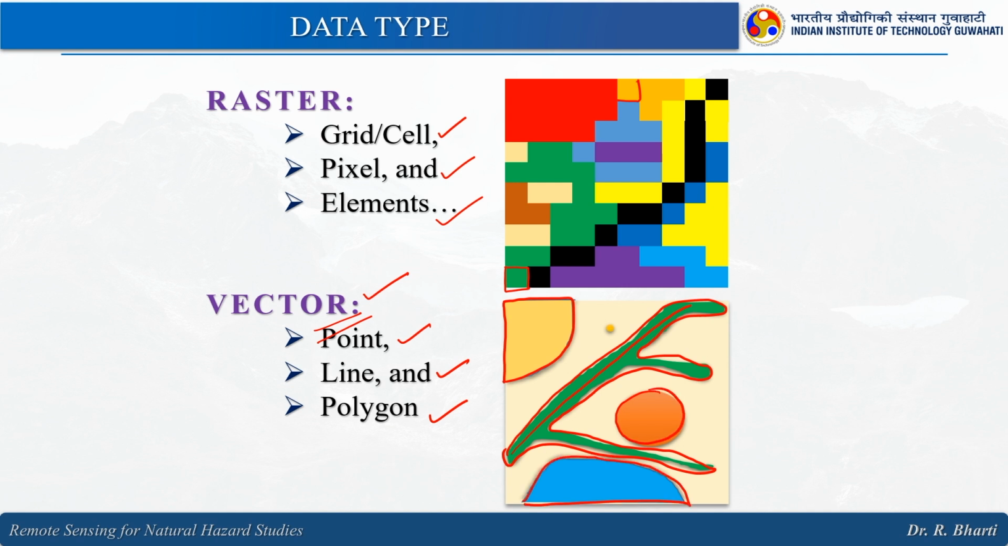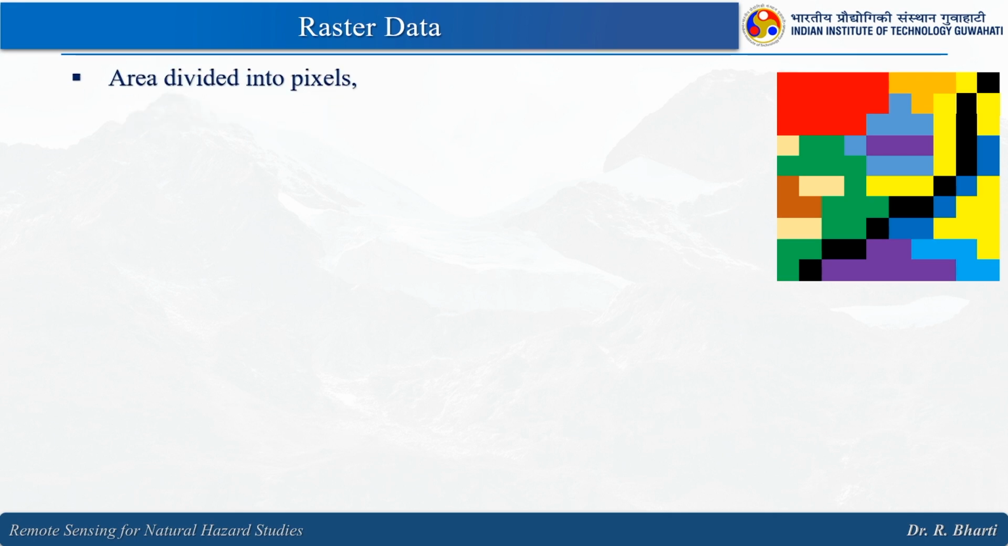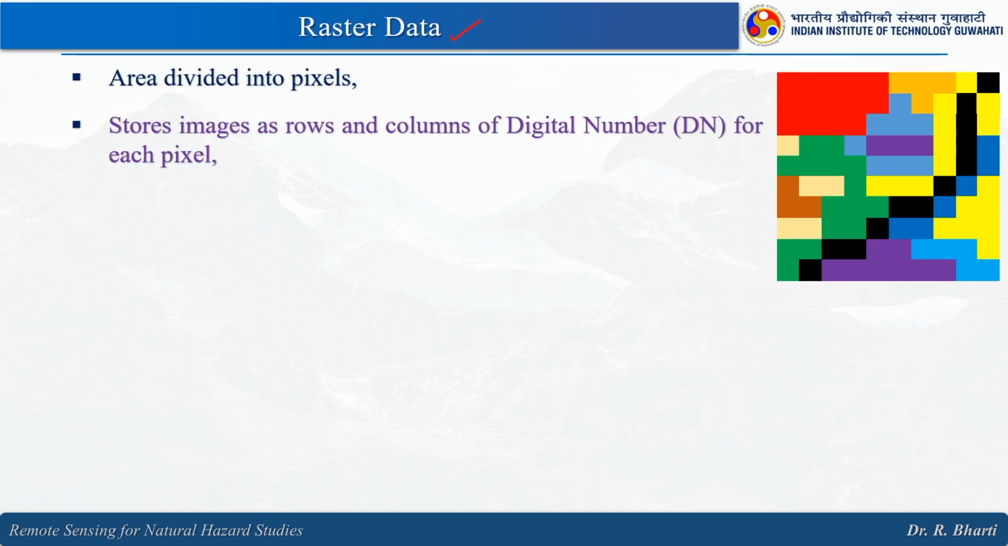When we want to precisely define the boundary of a particular object, then we use polygon. If we want to delineate the roads, then we will prefer to use the lines. If we want to demarcate the center line of a river, then we will use the lines. If we want to demarcate the boundary of a river, then we will prefer to use polygons, right?